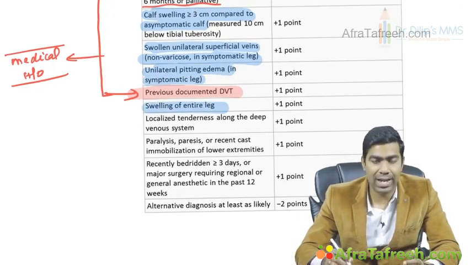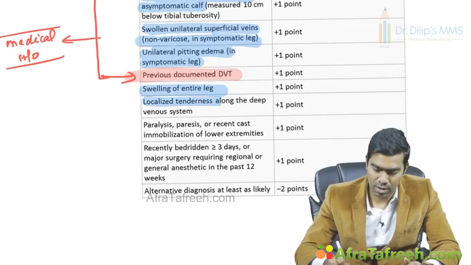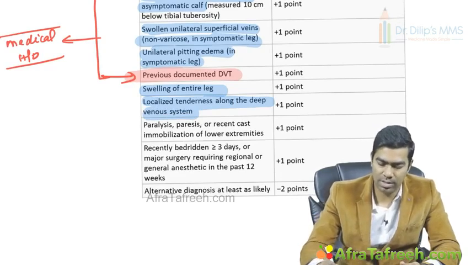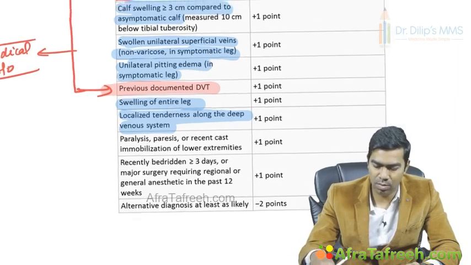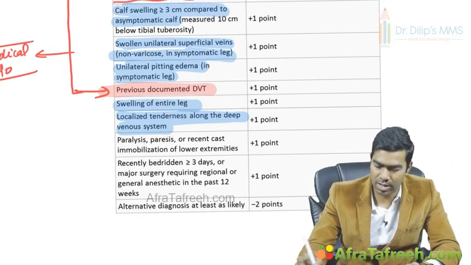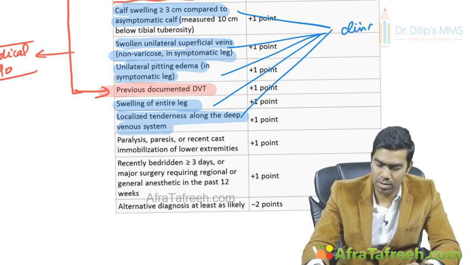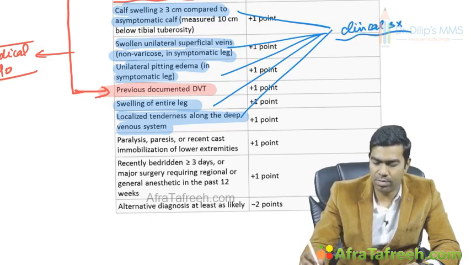Then swelling of the entire leg or localized tenderness along the deep venous system. So these 5 points, 1, 2, 3, 4, 5, each carry 1 point, all right, but all of these can be put under a common heading called clinical symptoms. So these are the clinical symptoms.